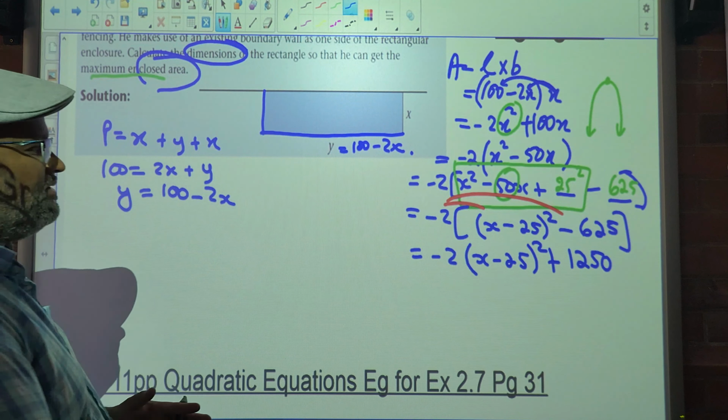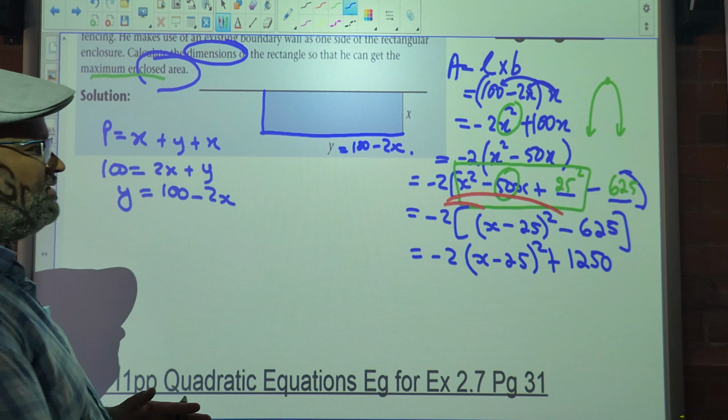So as you can see, this graph actually models a maximum. What would the coordinates of this point be if this was a graph? 25 and 1250. So in other words, this has a maximum area of 1250 and occurs at an x value of 25. But remember, what did they want? The dimensions. Not so. You okay?